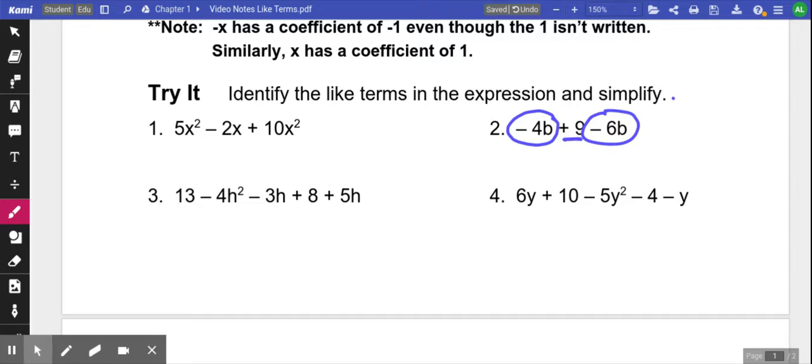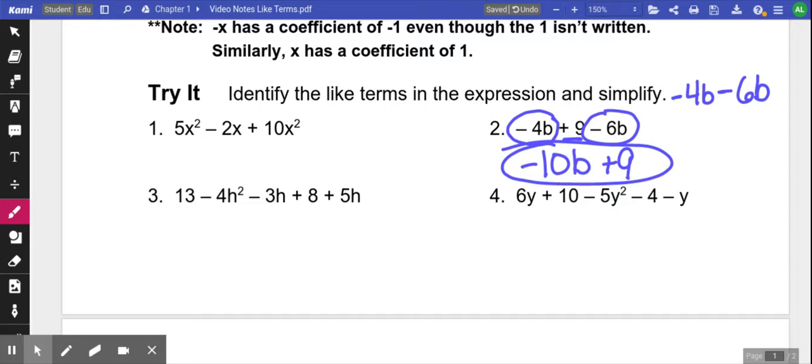So if I'm thinking, negative 4b minus 6b, negative 4 minus 6, that's going to be negative 10b, and then positive 9. You want to think for a second, is there anything else I can do to simplify? Are there any other like terms in here? And for this one, no. So you can go ahead and circle that final answer.